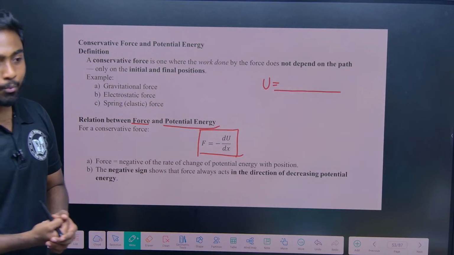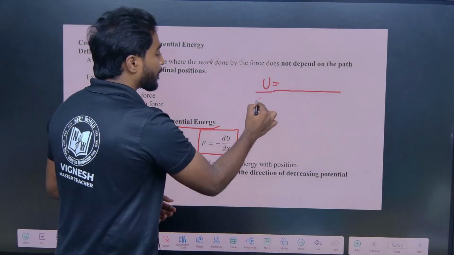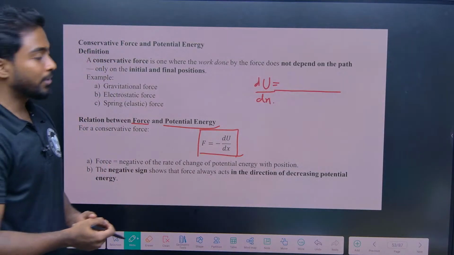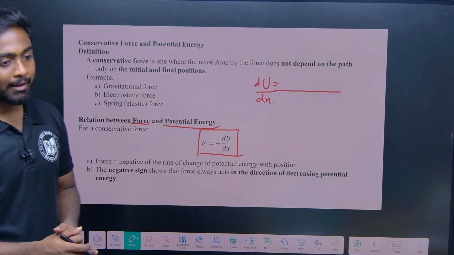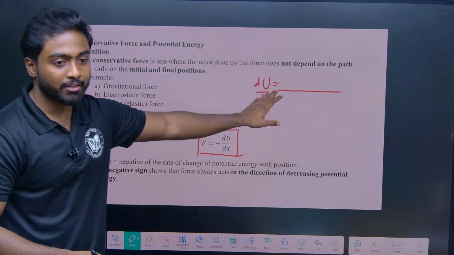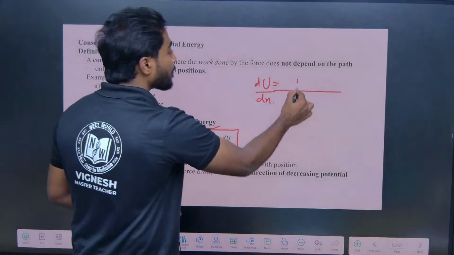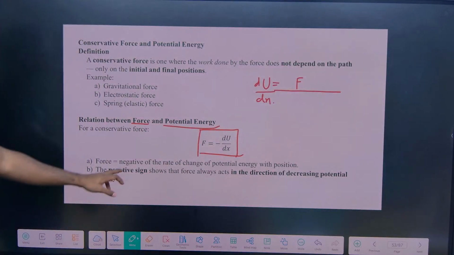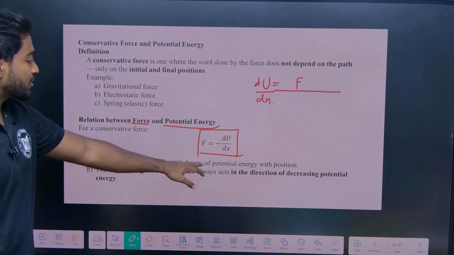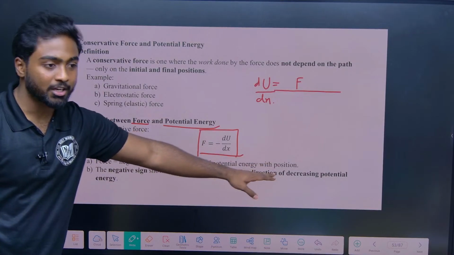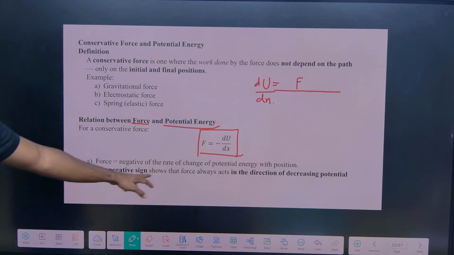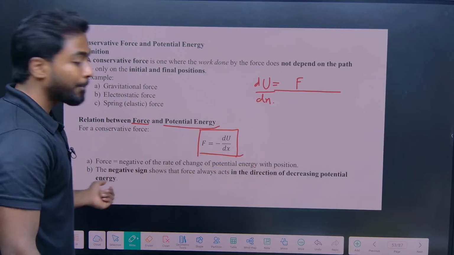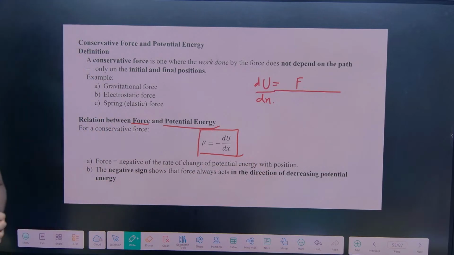If I want the force, what should I do? Differentiate with respect to x, or whatever terms they have mentioned there, and I will get the force. So force equals the negative of the rate of change of potential energy with position. The negative sign shows that force always acts in the direction of decreasing potential energy.